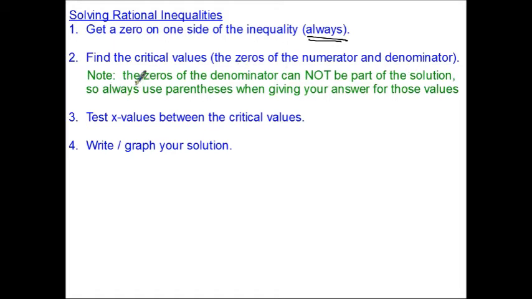Another little thing: if we think about how denominators work, zeros of denominators give you undefined values. So the zeros of the denominator cannot be part of the solution. Regardless of the inequality sign in the original problem, we're always going to use parentheses when giving the answer for those denominator values. Keep that in mind as we do this. Then we're going to test x values again and then write and graph our solution. Okay, so let's take a look at one of these guys in action.